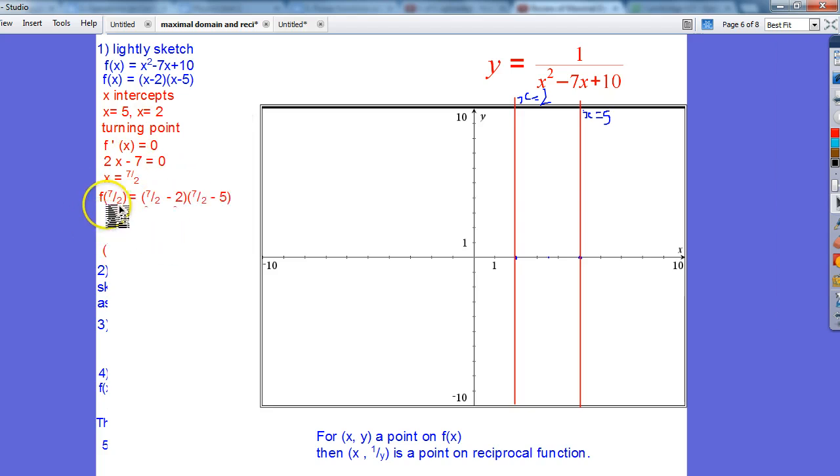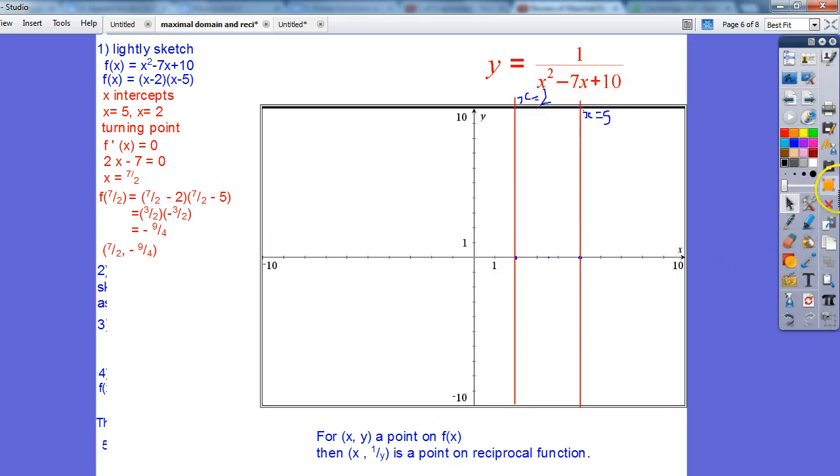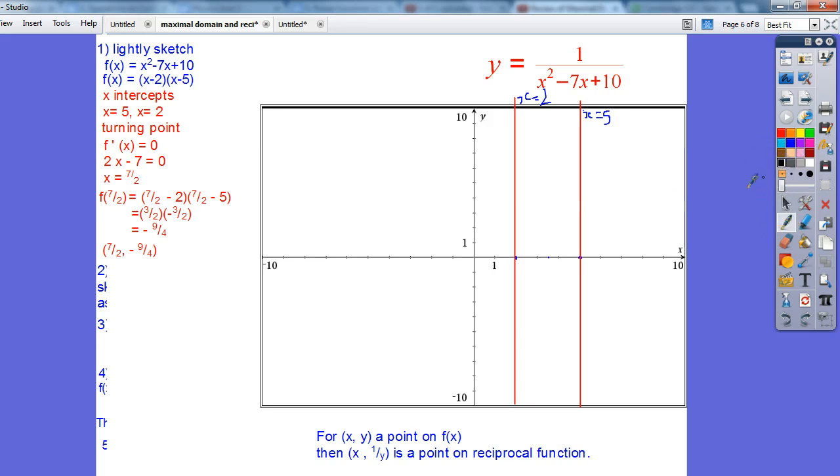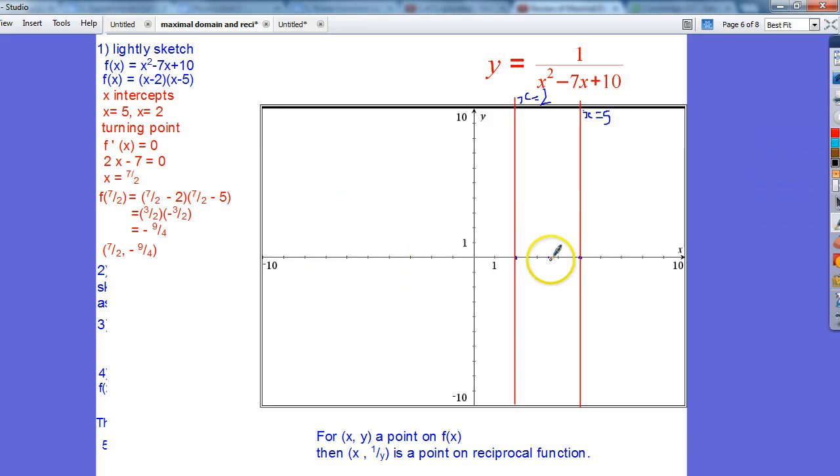So I'm going to substitute the x value into my f of x function, and I'm going to get that as my turning point of the parabola. Now just keep in mind, this is just our parabola here, x squared minus 7x plus 10, and I'm going to lightly sketch that one. So 3.5 and negative 9/4, that is negative 2.25. So 1, 2, about there and a little bit more. So I think about there is my turning point.